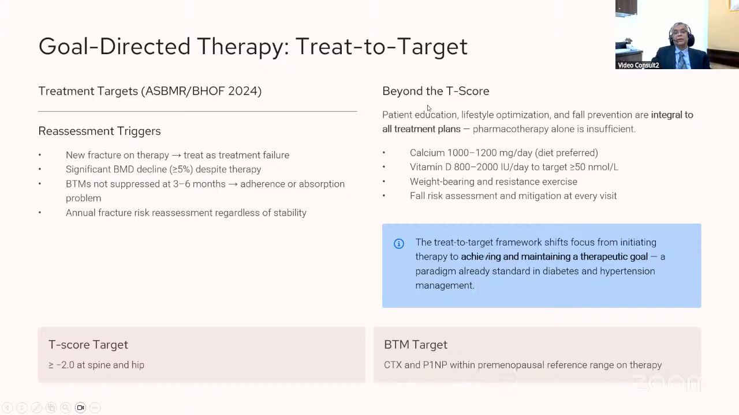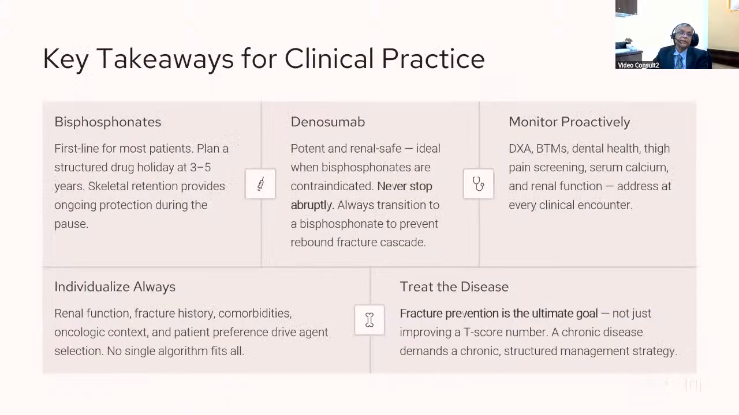Beyond the T-score, all plans require calcium, vitamin D, weight-bearing and resistance exercise, and fall risk assessment and mitigation at every visit. Clinical takeaway: first line of treatment is bisphosphonates with a structured holiday of 3 to 5 years. Skeletal retention provides ongoing protection. Denosumab is potent and renal safe, ideal when bisphosphonates are contraindicated. Never stop abruptly. Always transition to bisphosphonates to prevent rebound fractures.